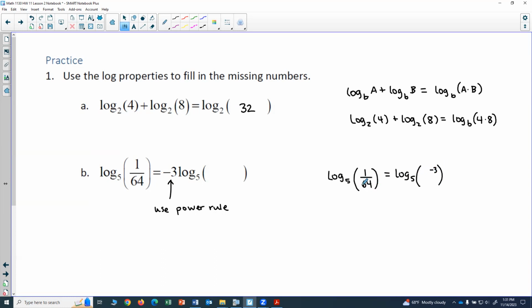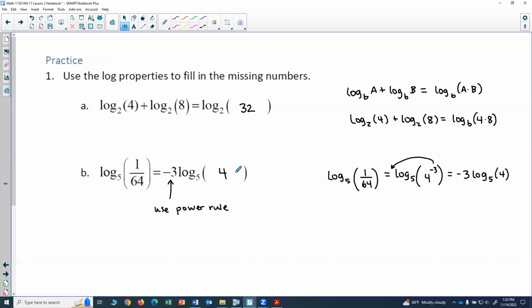Now, 64 is 4 cubed, so 1 over 64 would be 4 to the negative 3. So 4 to the negative 3 is the same as 1 over 64. And then the power rule says that that exponent can come down in front. And so that would be negative 3 log base 5 of 4. So what I would put here would be a 4.